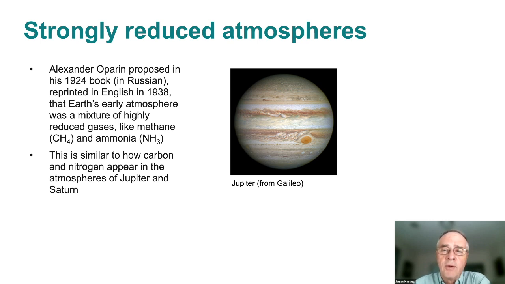So in Oparin's view, the early atmosphere was a mixture of highly reduced gases that contain a lot of hydrogen. And for instance, methane, CH4, and ammonia, NH3. And that is similar to how carbon and nitrogen appear in the atmospheres of Jupiter and Saturn. And so Oparin thought that this would be a good venue for forming prebiotic compounds, and that idea caught on.